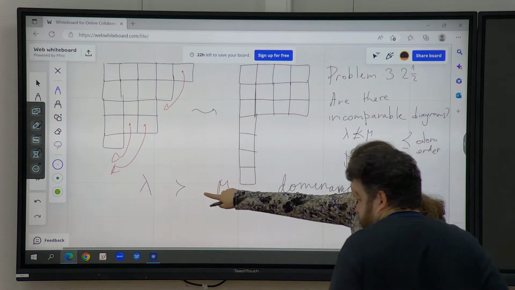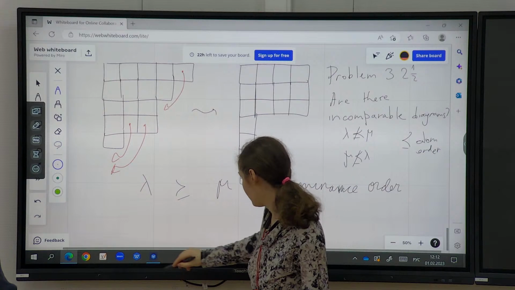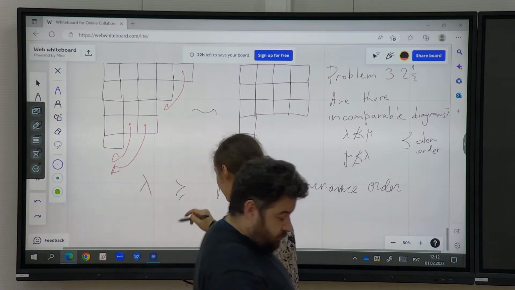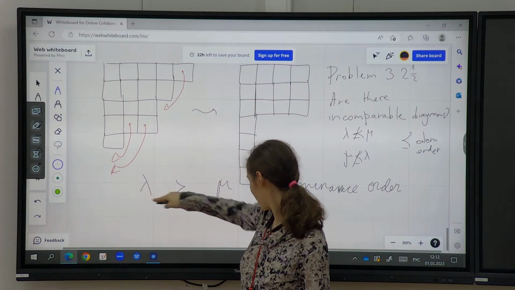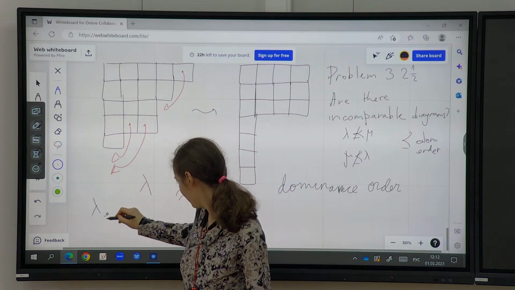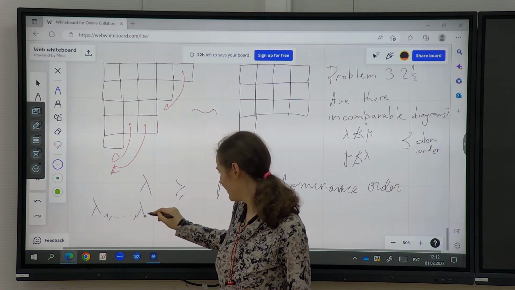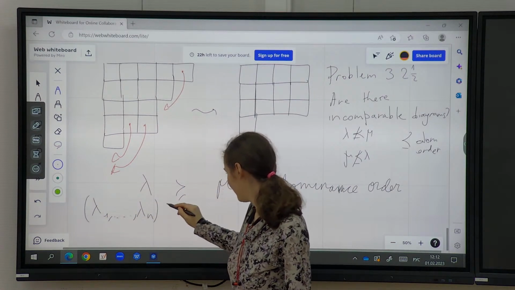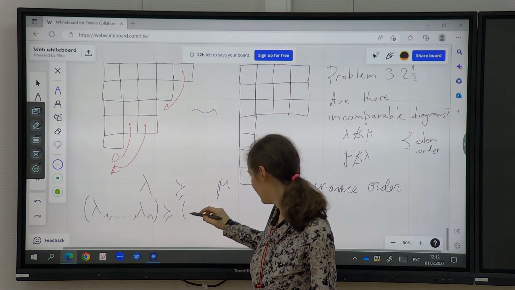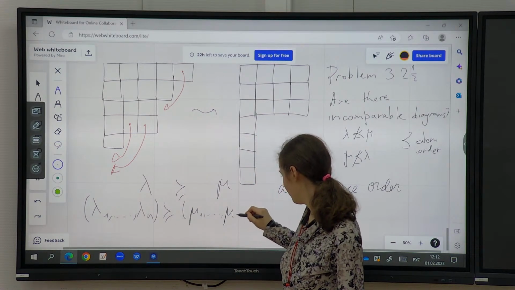Okay, I also want to write this dominance order in terms of partitions. So if lambda is lambda 1 through lambda n, it dominates mu, mu 1 through mu n.